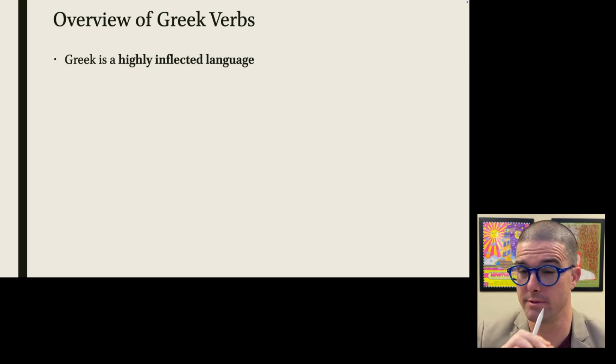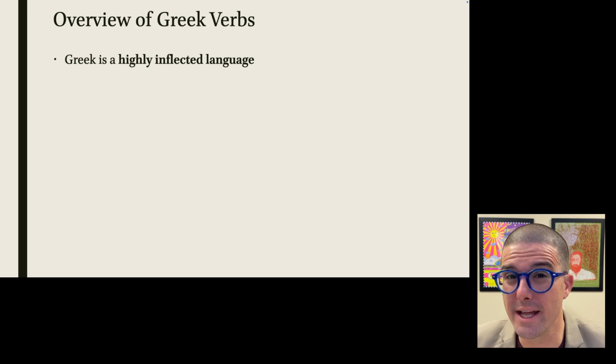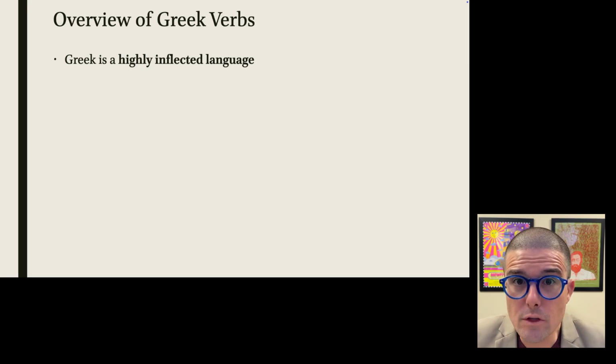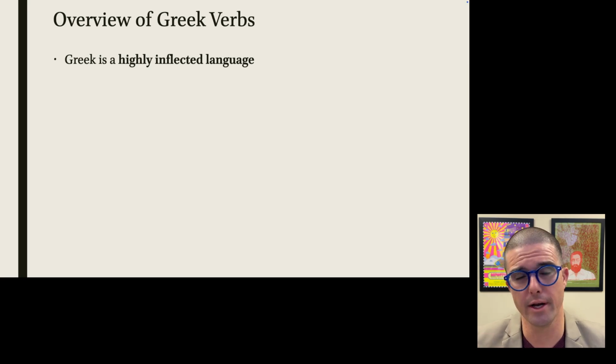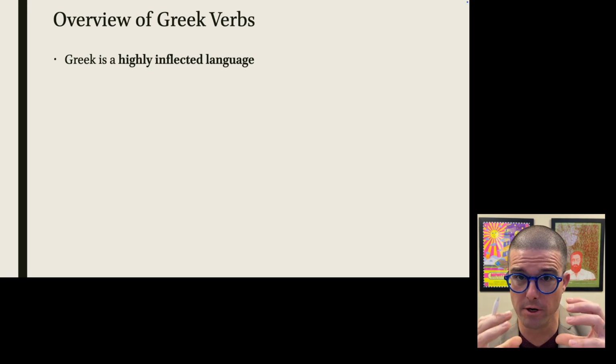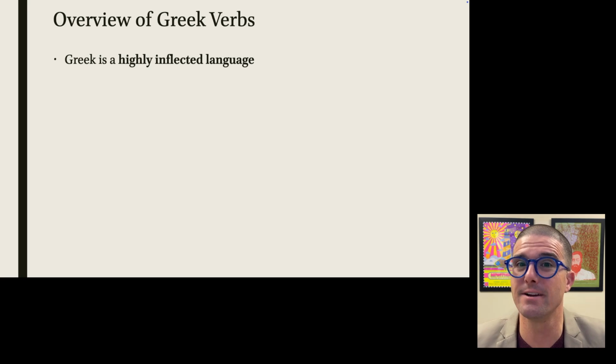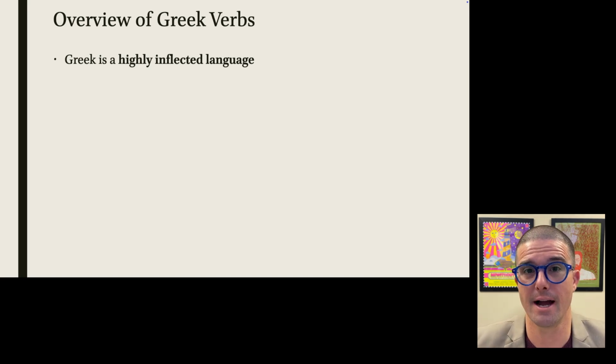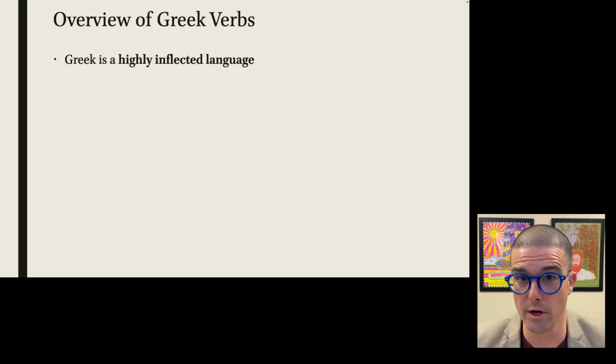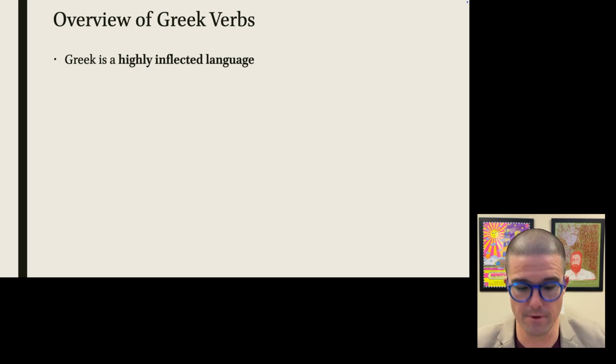This is true when it comes to verbs and also when it comes to nouns. So Greek can change the word, it can change a verb, the way a verb looks to indicate different information. It inflects or changes its form to get in a variety of different kinds of information, whereas in English, which is a lowly inflected language, we add extra words for that same information.